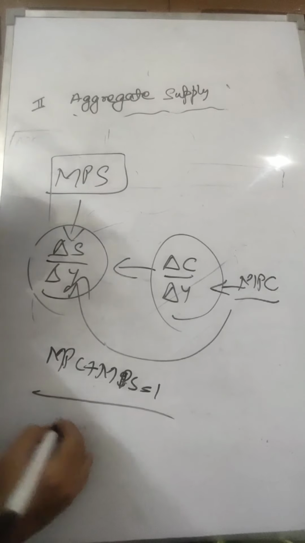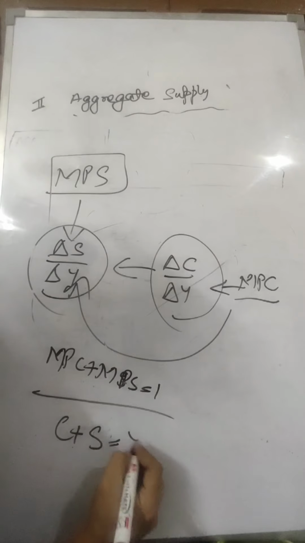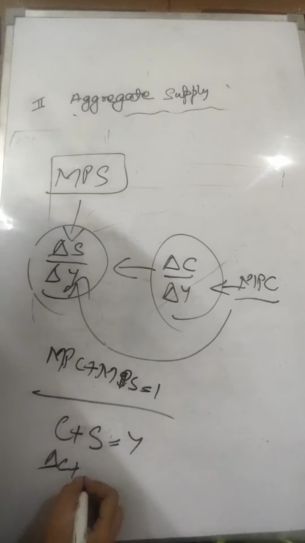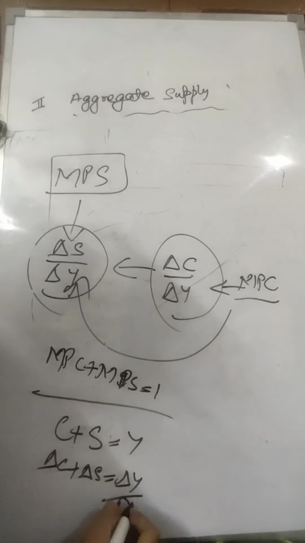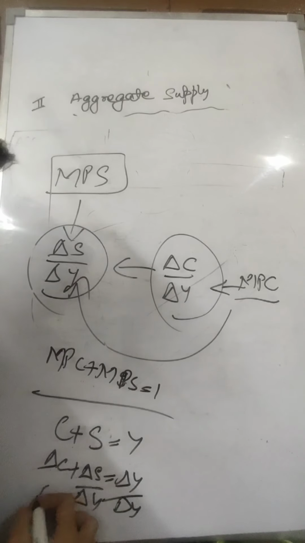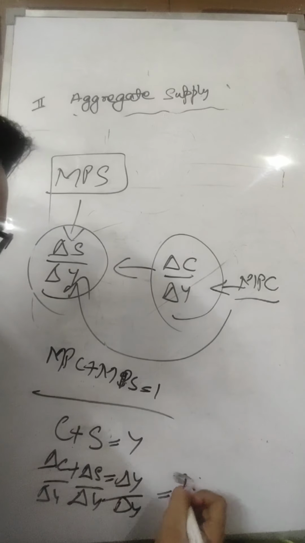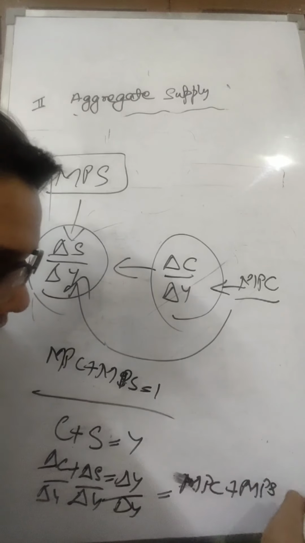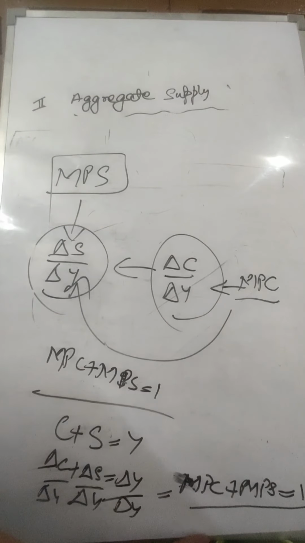Now again, if I say that C plus S is equal to 1, so that change in consumption plus change in saving will be equal to change in income. Now if I divide it by change in income, then what I am getting is MPC plus MPS, which is equal to 1. So I will get the relationship that MPC plus MPS is equal to 1.